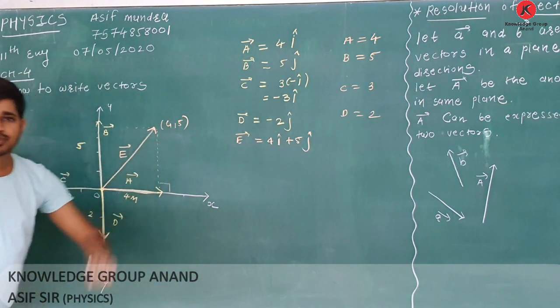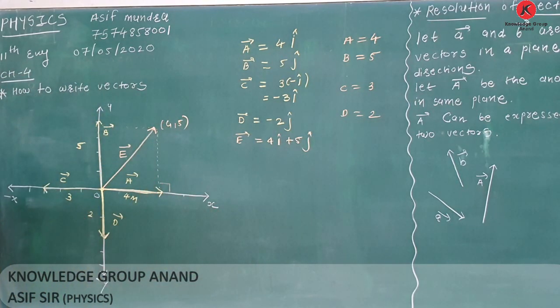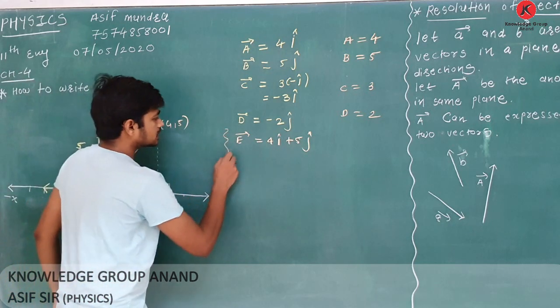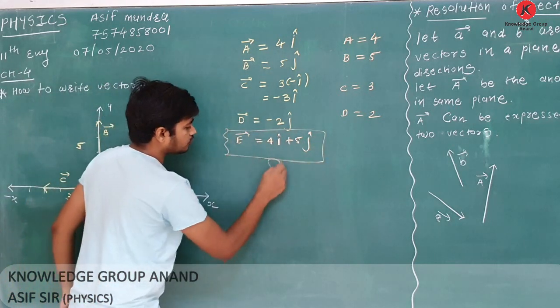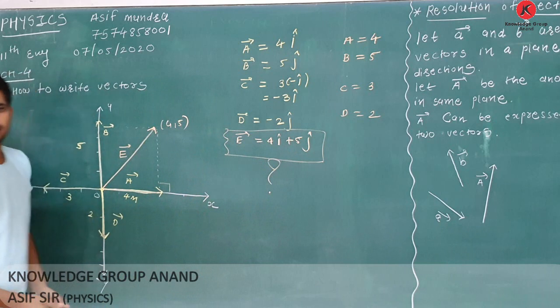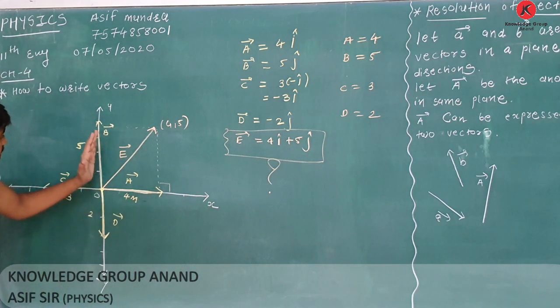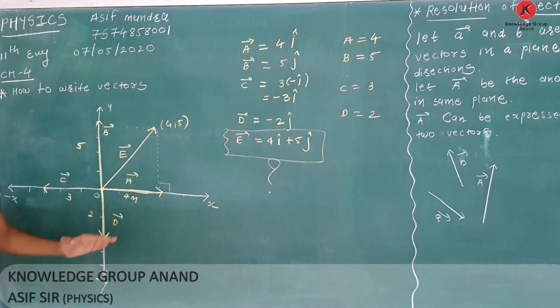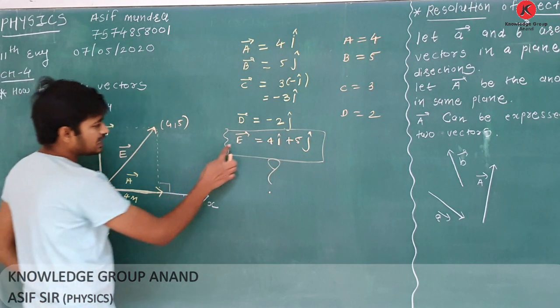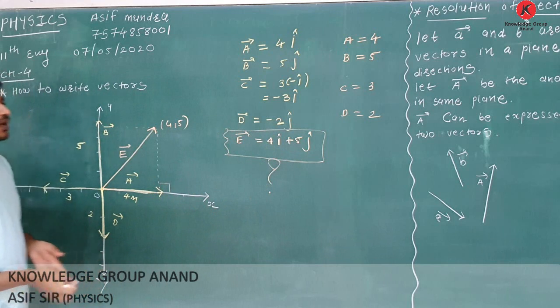4i caret plus 5j caret. Now you may ask the question, sir, how to write this? It is 4i plus 5j caret. Yes, it is easy to represent any vector along direction x, y, minus x and minus y. But how to represent any vector in a plane, in an xy plane? Why can we write E is equal to 4i plus 5j?